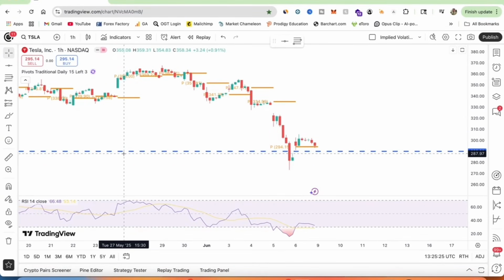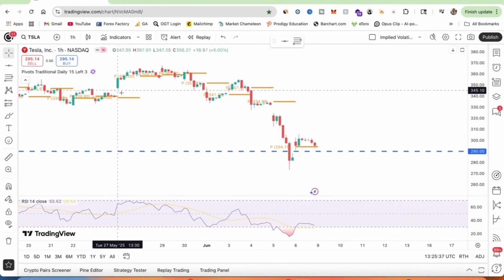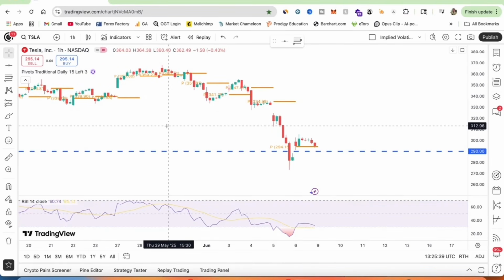Because this is a scalping strategy, we really want to be in these trades for 1 to 2 days maximum. And what we're looking to do here is switch the pivots indicator to the daily pivots. We don't need the S1 to S3 and R1 to R3. All we really need is the main pivot level.